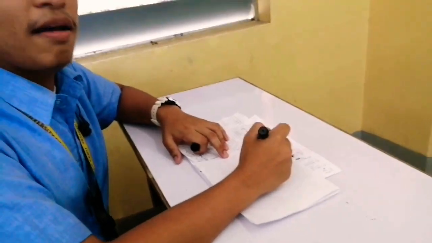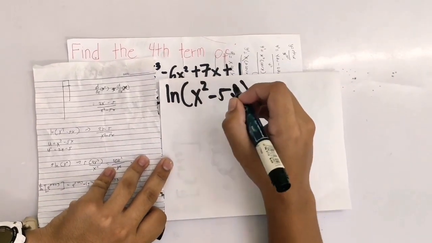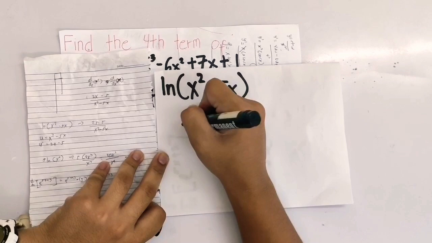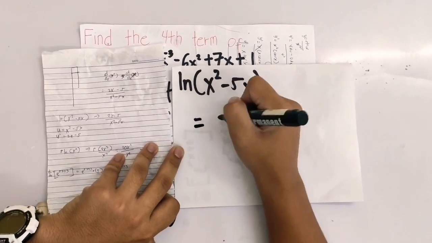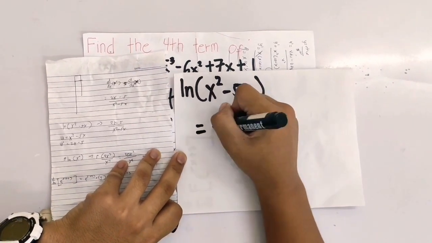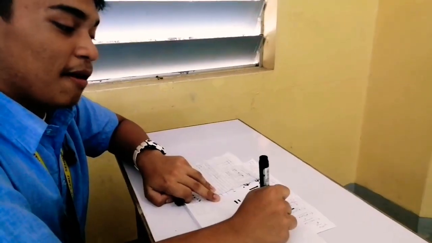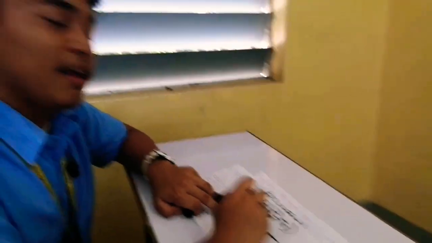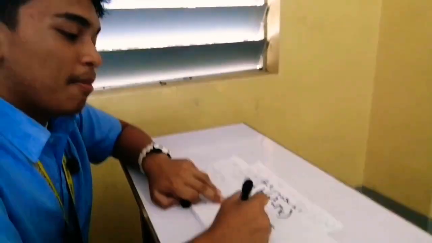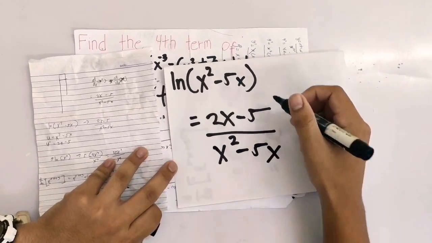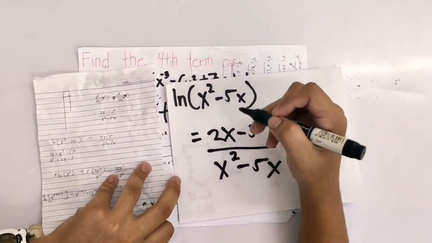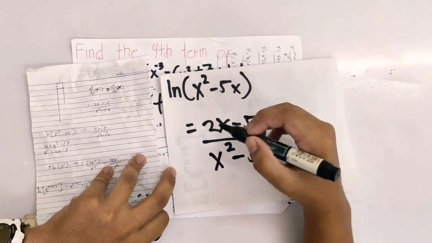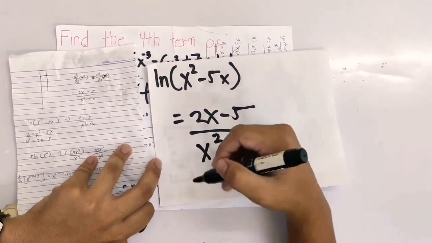Sample number 2. ln quantity x squared minus 5x. So first we're gonna get the derivative of x squared minus 5x. So the derivative of x squared minus 5x is 2x minus 5. The meaning of ln is over, so we're gonna copy the given x squared minus 5x. The derivative of ln quantity of x squared minus 5x is 2x minus 5 over x squared minus 5x.